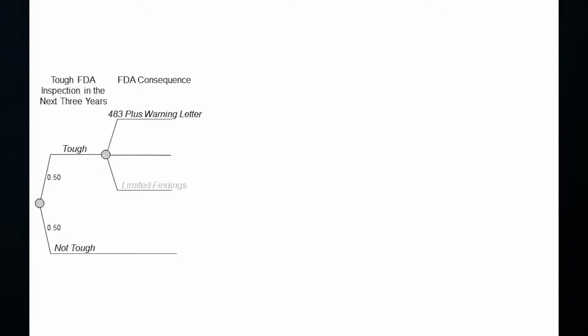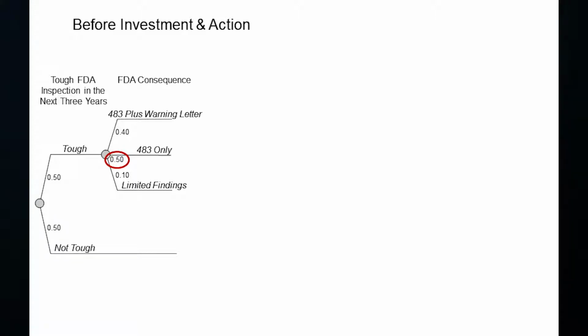Given a tough FDA inspection, the FDA consequence remains uncertain, but the material consequence, as per the senior executives, is a 483 plus a warning letter. However, the site could have a tough FDA inspection resulting in only limited findings or just the 483 observations. Now, if site management decides to take no additional actions at this point in time, the internal team believes there is a 40% chance of receiving an FDA 483 plus warning letter, a 10% chance of having limited findings, and a 50% chance of having only 483 observations given a tough FDA inspection.